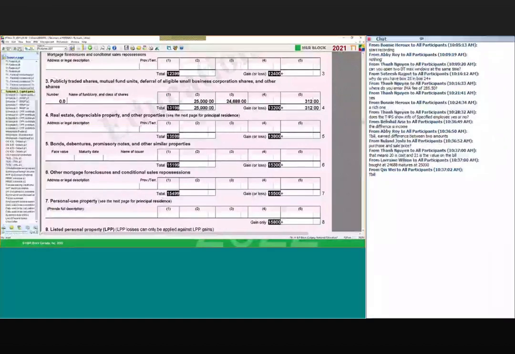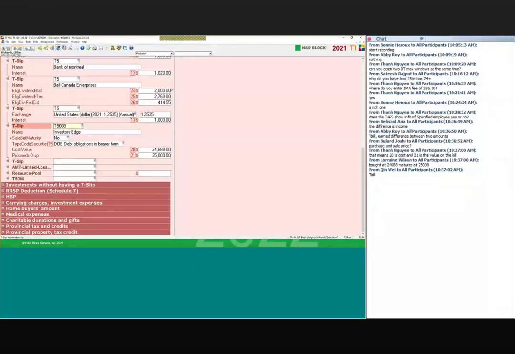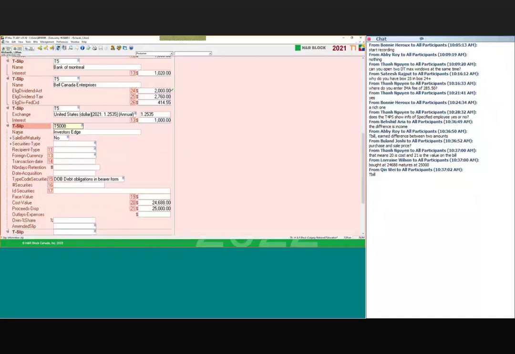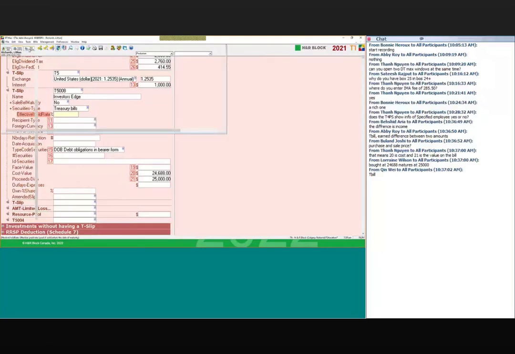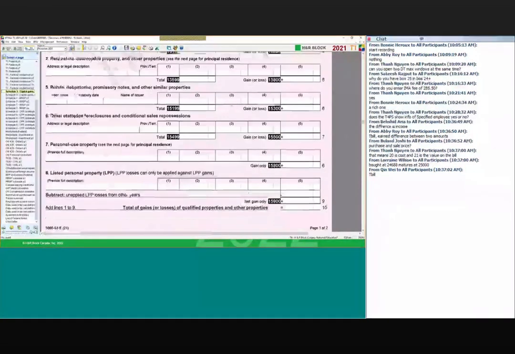It went into the wrong place. We didn't select the type. Yes, I did, right here. Sorry, I didn't see it. You're right. Treasury bill. It worked last night. It's weird. It shouldn't have gone on there.